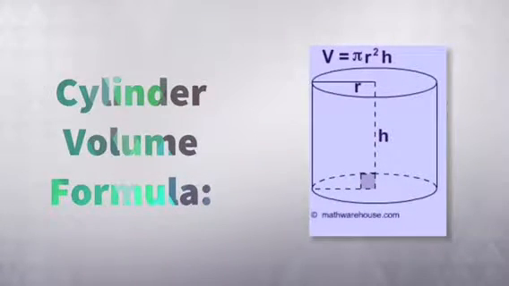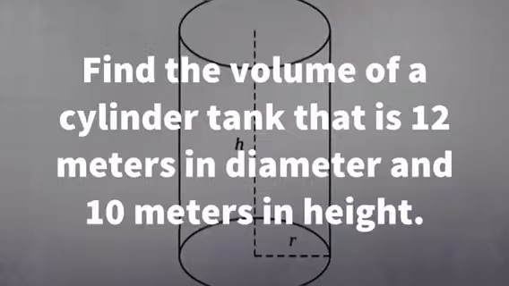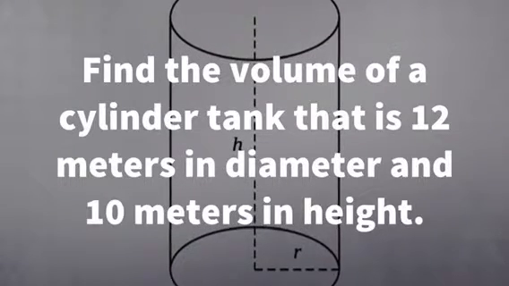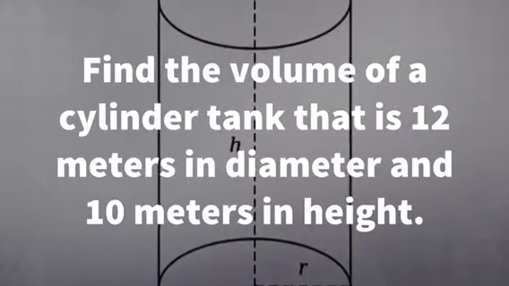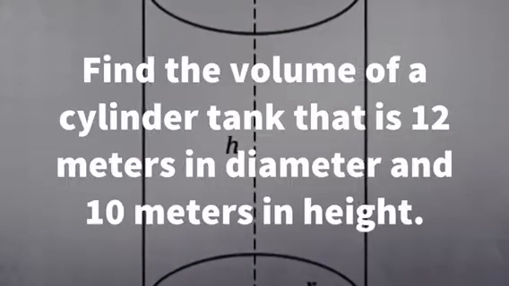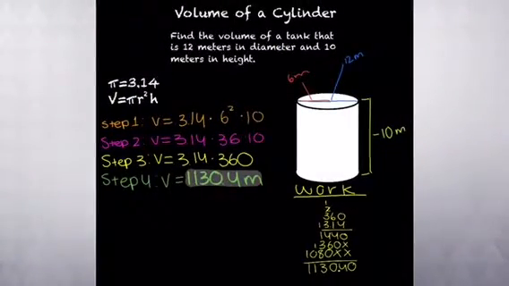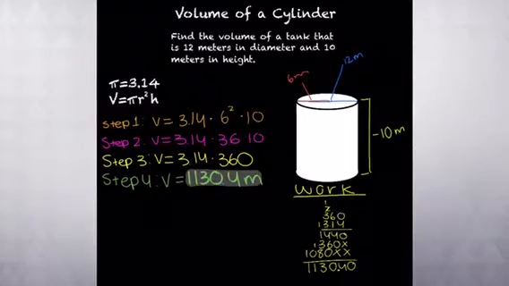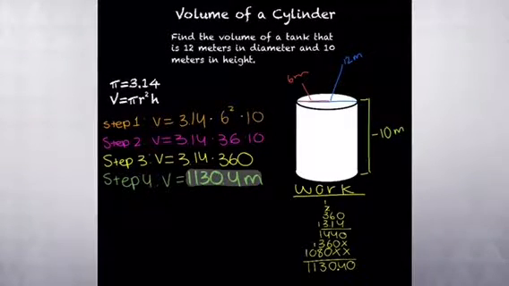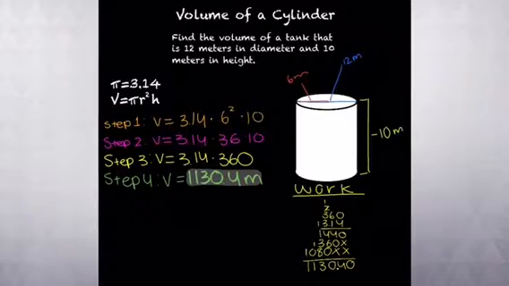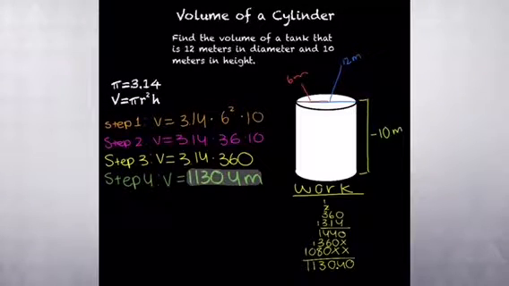The cylinder volume formula is V equals pi r squared multiplied by h. Find the volume of a cylinder tank that is 12 meters in diameter and 10 meters in height. In this tutorial video, you will find the volume of a cylinder. The question is, find the volume of a tank that is 12 meters in diameter and 10 meters in height.